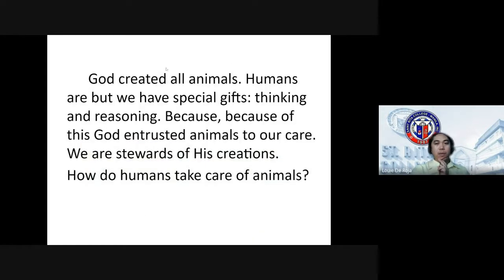God created all animals. Humans are animals too, but we have special gifts, thinking and reasoning. Because of this, God entrusted animals to our care. We are stewards of His creation. How do humans take care of animals? Diba kung mapapansin nyo, tayo din yung dahilan kung bakit nauubos yung lahi ng mga animals na yan dahil sa ating kasakiman, ewan ko bakit pa tayong mga tao ay abusado sa ating kalikasan. So we need to take care of animals, di ba? We need to maintain the balance.